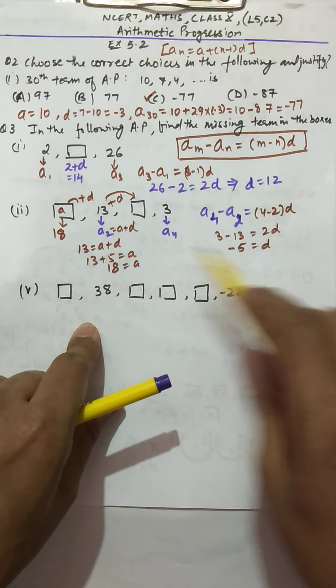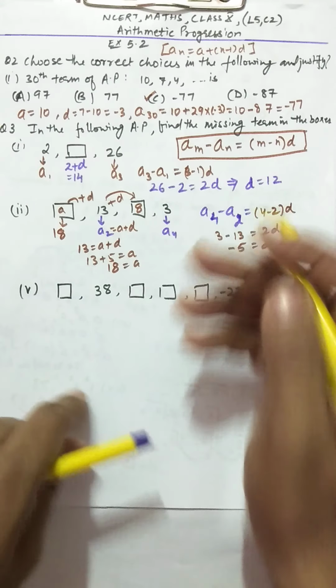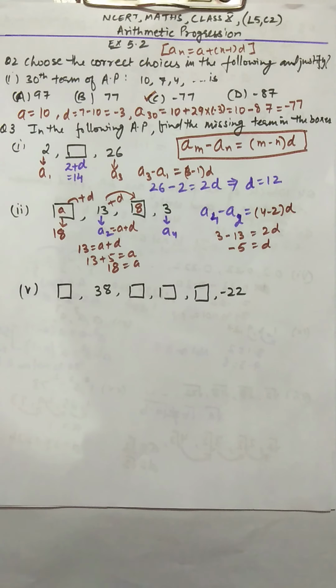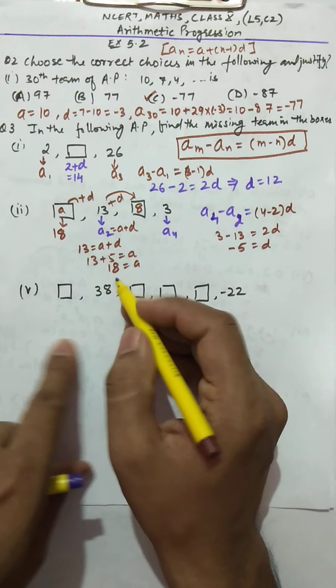And because d is minus 5, 13 minus 5 is going to be 8, so this is going to be 8. So this way you can find these missing numbers. Now come to this again. This is very easy. The same way you follow.